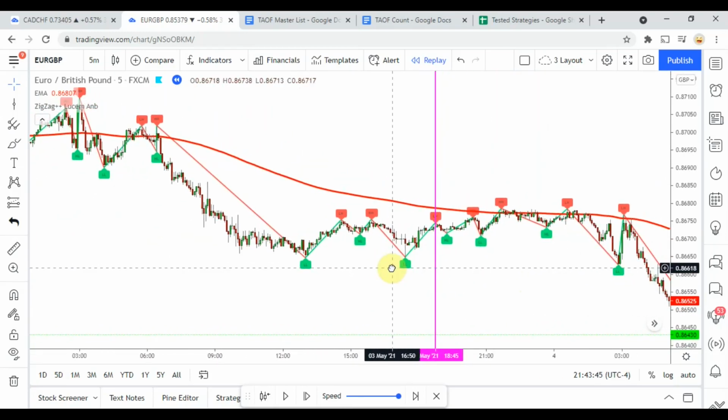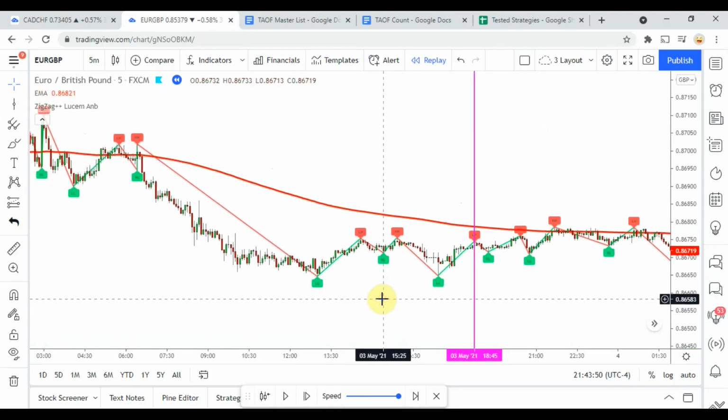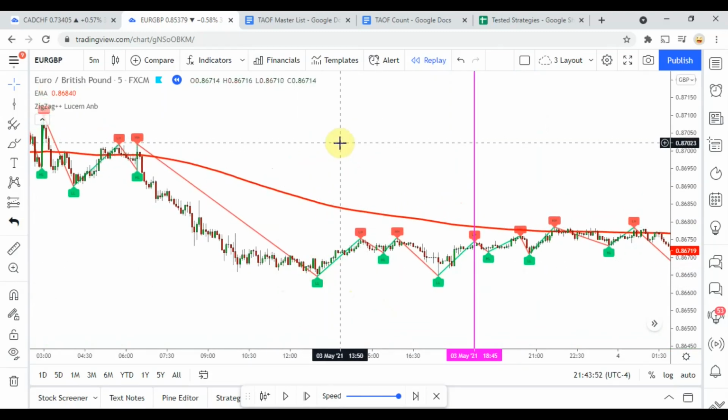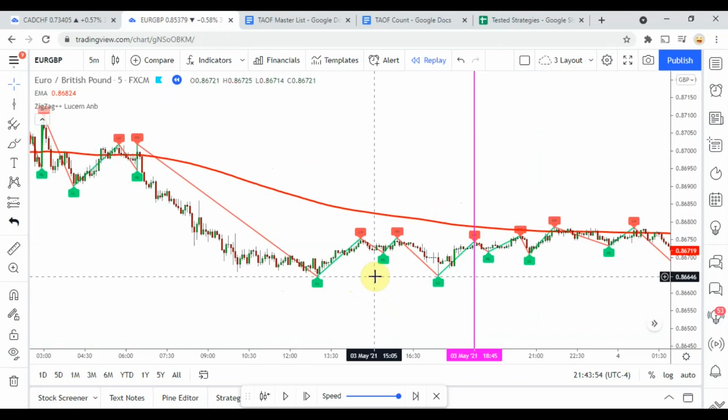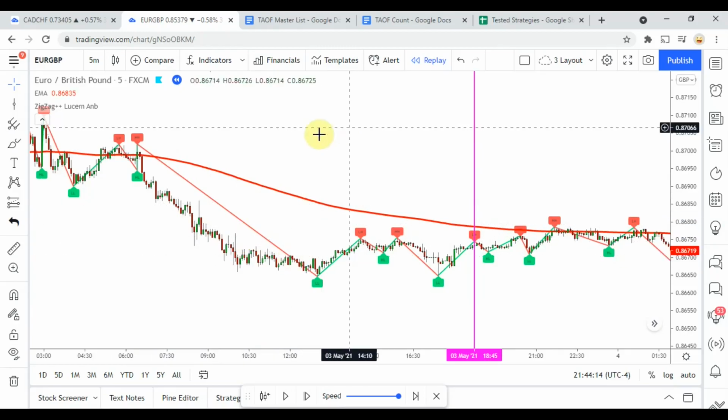So what we are looking for is first and foremost for price action to be trading either below or above the EMA. So this is a very standard setup for most strategies. The EMA, with price action either below or above it, is a sign of a good trend in either a down direction or an up direction.